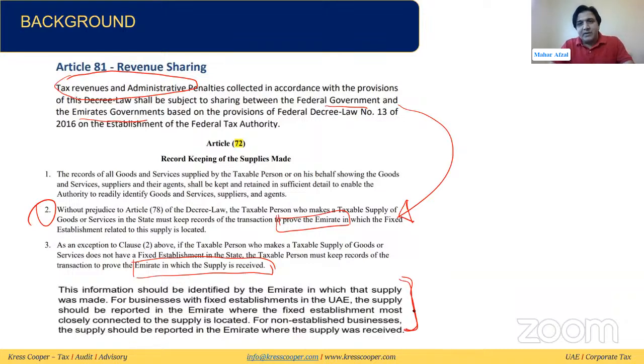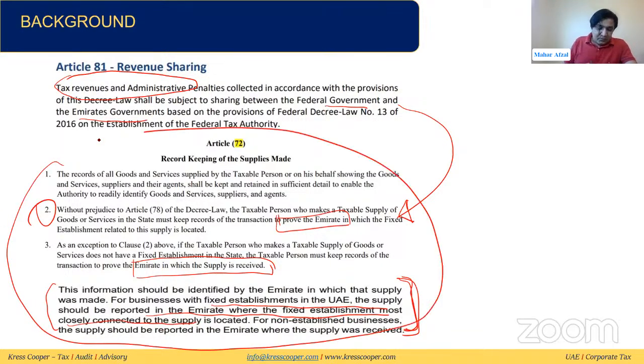The same thing was shown in the VAT return guide as well. Whatever is written in the guide says the information should be identified by the Emirate in which the supply was made. For businesses with a fixed establishment in the UAE, the supply should be reported in the Emirate where the fixed establishment most closely connected to the supply is located. For non-established businesses, the supply should be reported in the Emirate where the supply was received. So this is the previous requirement of the law. There is no change in this article.